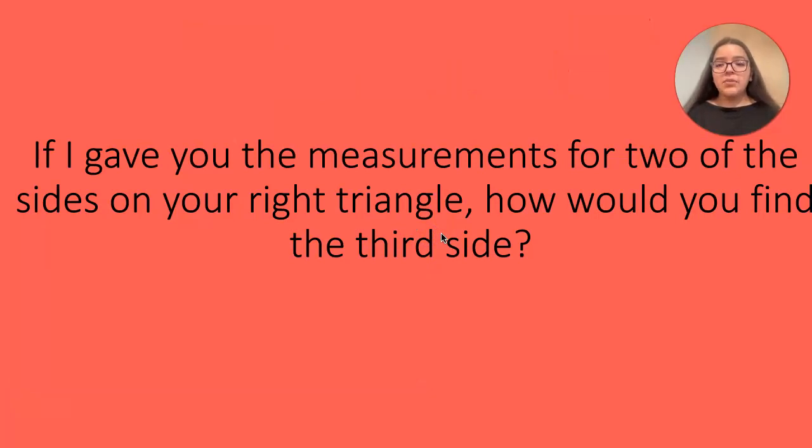Once you have found an example of a right triangle in your room, I want you to think about this question. If I gave you the measurements for two of the sides on your right triangle, how would you find the third side? Finding the missing side length is different than finding a missing angle because side lengths for triangles can be as small or as large as humanly possible. You can have a side length of 2 centimeters or you can have a side length of 100 centimeters. For missing angles, if you already have two of the angles, you know that the third one has to help you equal 180 degrees. So for finding a missing side length, it does not have to fit a specific criteria, while missing angles do have to fit a specific criteria.